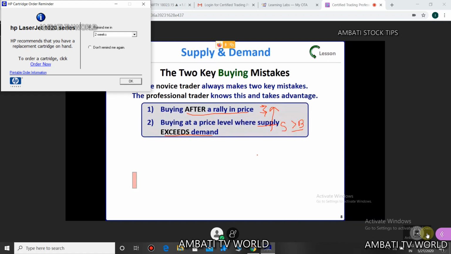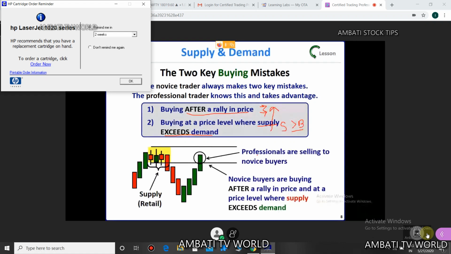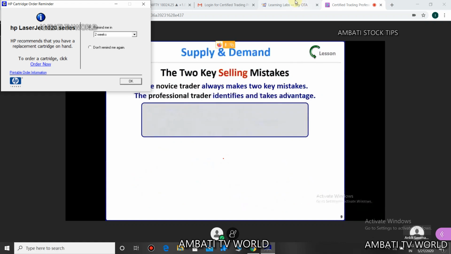Okay. Getting my point, everyone? So novice buyers are buying after a rally in price, as and when they see prices moving up, they try to buy at various levels, isn't it? They buy expensive, and when they buy at this level, the professional sellers are selling at this level, and what happens? The prices again come down from that level.